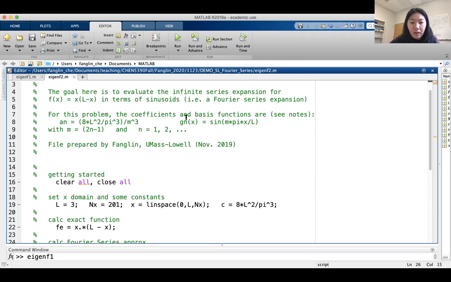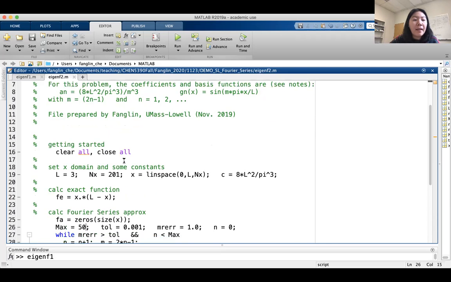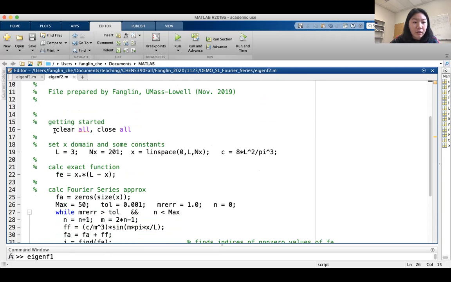And the orthogonal basis is sine(n pi x over L), as we derived from the Sturm-Liouville problem, where the m is only the odd number. That's why we say m equals 2n minus 1, where n is an integer from 1 to infinity, so m is only the odd number from 1 to infinity. And as per usual, we can clear and close everything from the scripts we ran before.